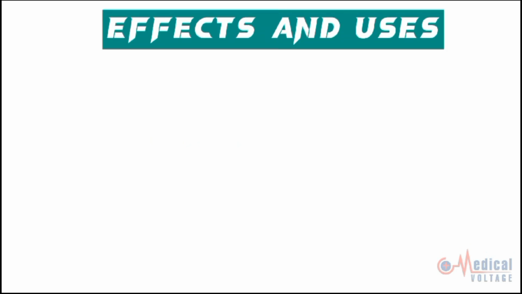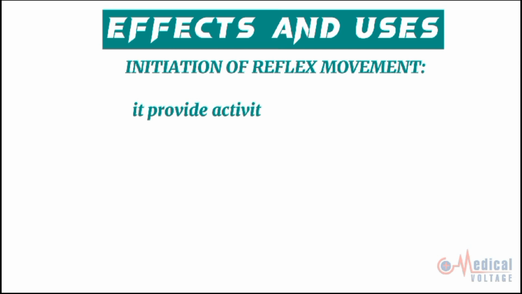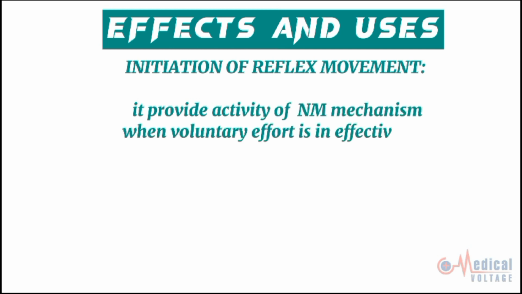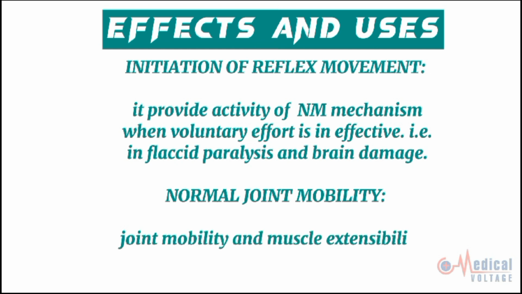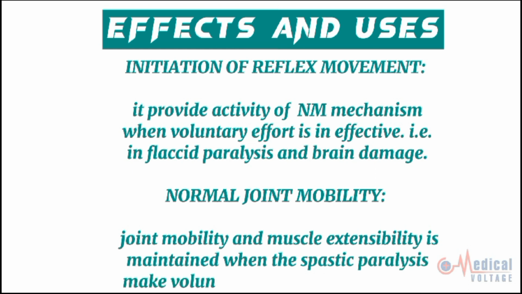Effects and uses. Initiation of reflex movement. It provides activity of the neuromuscular mechanism when voluntary effort is ineffective, that is, in flaccid paralysis and brain damage. Normal joint mobility: joint mobility and muscle extensibility are maintained when spastic paralysis makes voluntary movements impossible.